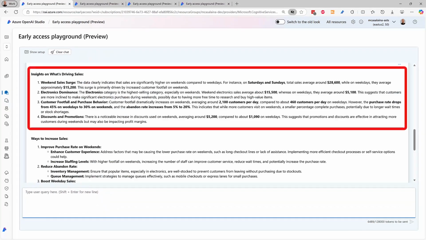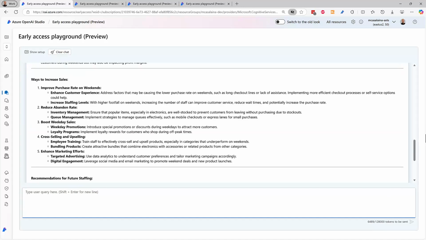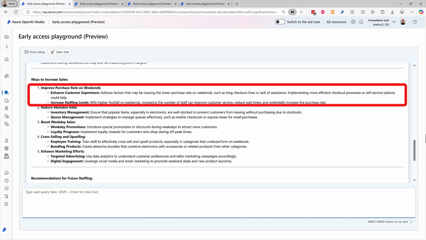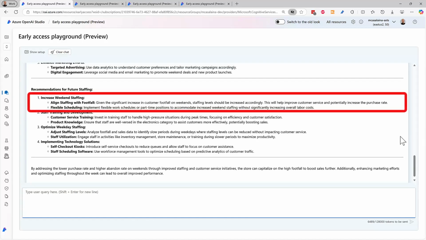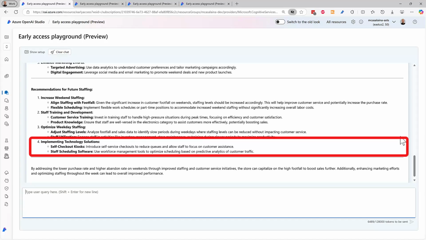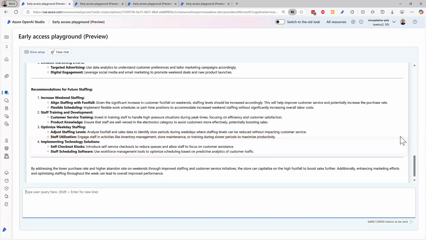At the top, we can see where it is calculating some aggregated metrics about our dataset. Based on those metrics, it comes up with some ways to increase sales. It notes that our purchase rate on weekends is not as high as on other days. This is fascinating because this particular dataset did not include the days of the week, and so it correctly inferred which days were weekends. It's clearly found a correlation between low staffing levels on weekends and lower purchase rates. And so it recommends that we increase the weekend staffing, and even suggests that we put up self-checkout kiosks to reduce the need for staffing during high traffic times.